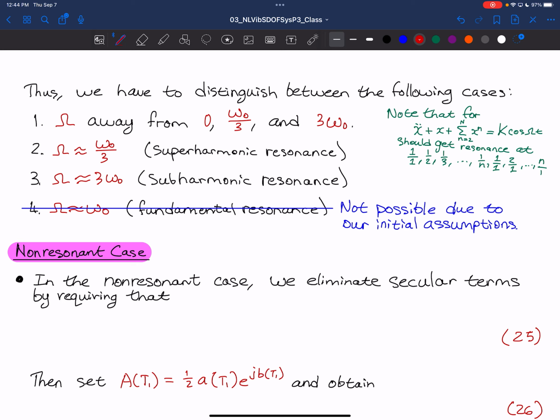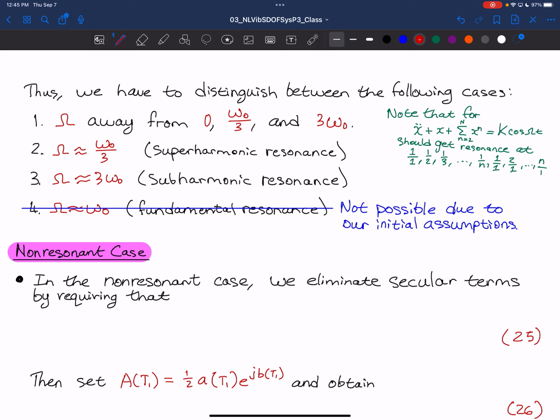All right, and you should note that we're going to get 3-to-1 resonances here, or 1-to-3 resonances here, because we have a cubic term. If you include other terms, you get other integer ratios, and that's what I'm saying up there in that little green note.